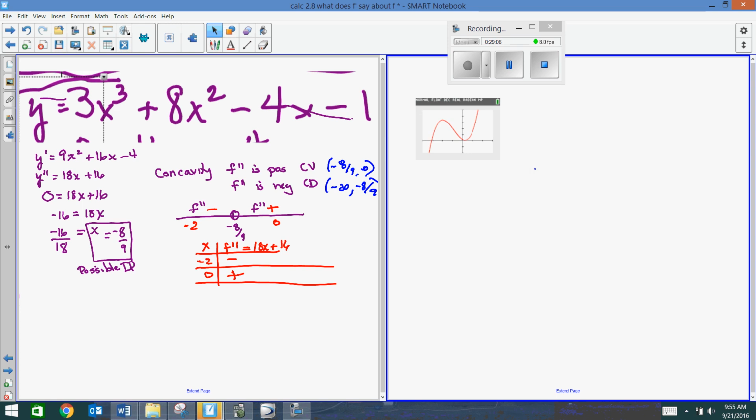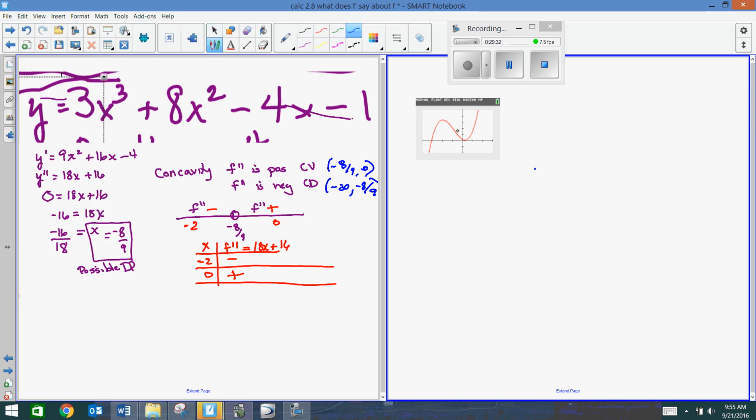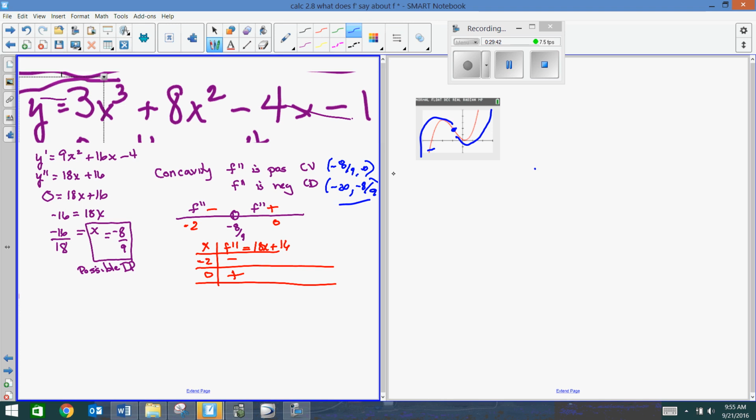Okay. So let's blow this up. And you're going to look at negative 8/9. So on your calculator, let's do second trace, value, negative 8/9. Okay. That looks like it's where our concavity switches. Do you see that? Right there. Concave up from here to here, concave down the rest of it. Which is what we said right there.